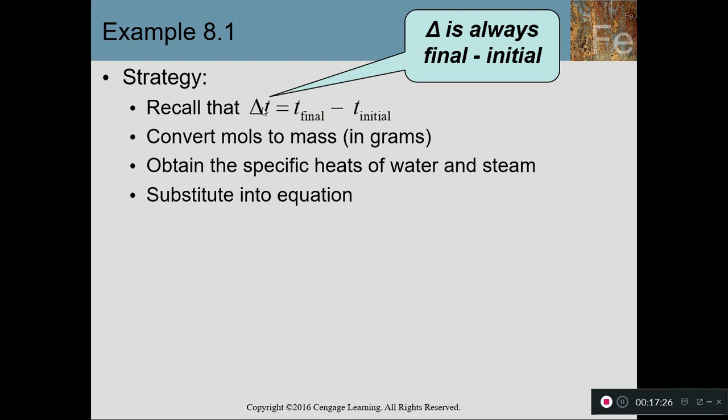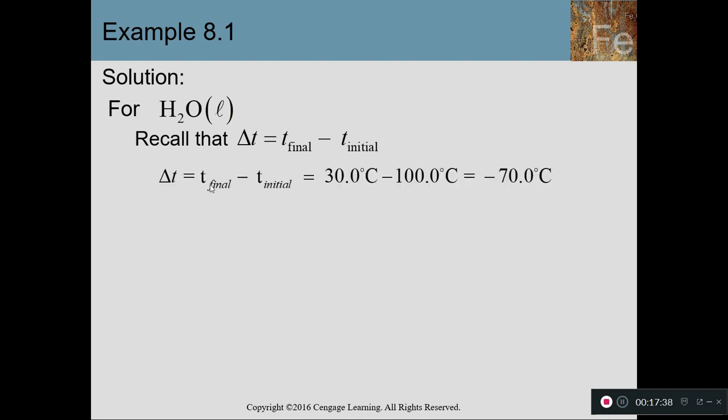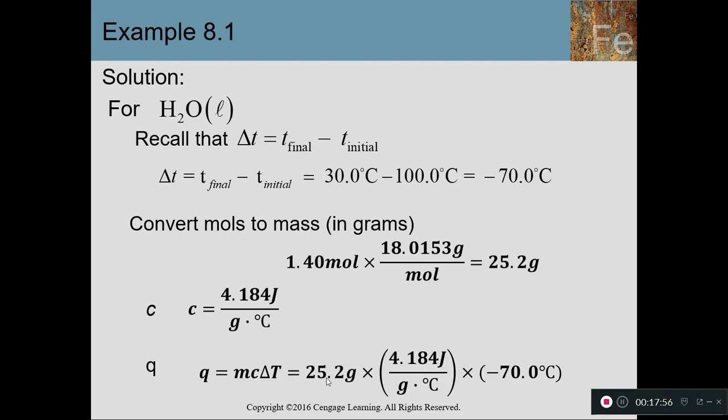So you should know that delta T is final temperature minus initial temperature. So these things are both getting cooler, so they're both going to be releasing heat. So if I take for liquid water, final minus initial, 30 minus 100 is a negative 70. It released energy. It got cooler. Okay, so convert my grams to moles. Okay, so I got 25 grams. So my C for liquid water is 4.184. If I'm going to get my Q, it's 22.5 times 4.184 times negative 70 is my number.